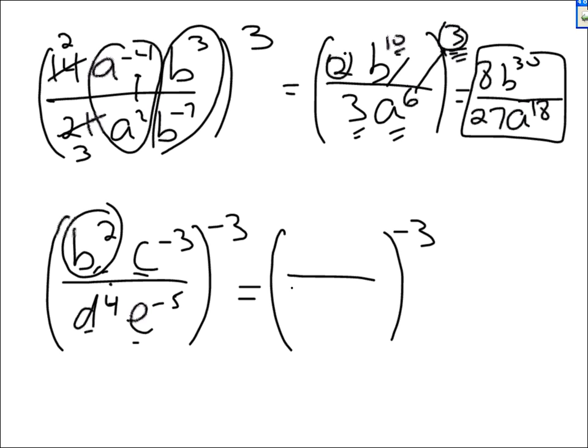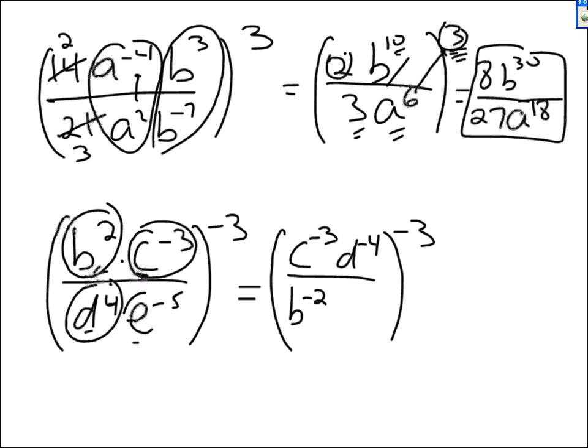B to the negative 2, we move it. Times, and not being added. C to the negative 3, it stays where it is on the top. D to the 4, it has to be moved to the top as D to the negative 4. E to the negative 5, it can stay where it is in the bottom. Now, when I multiply the negative 3, the negative 4, the negative 2, the negative 5, when I multiply it by good old negative 3, positive exponents.